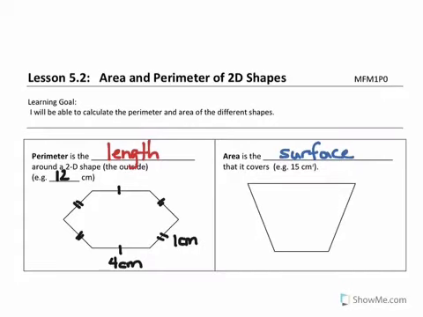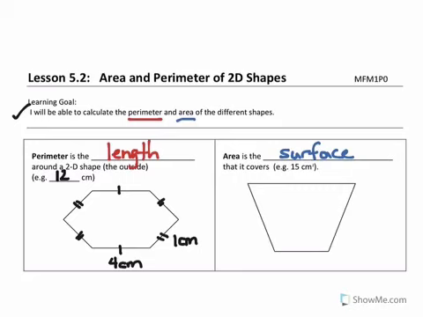This is lesson 5.2 and we're going to be going over area and perimeter of two-dimensional shapes. So in this video, I'd love for you to be able to calculate the perimeter and area of different shapes. But before we do, we need to really talk about, well, what is the difference between perimeter and area?